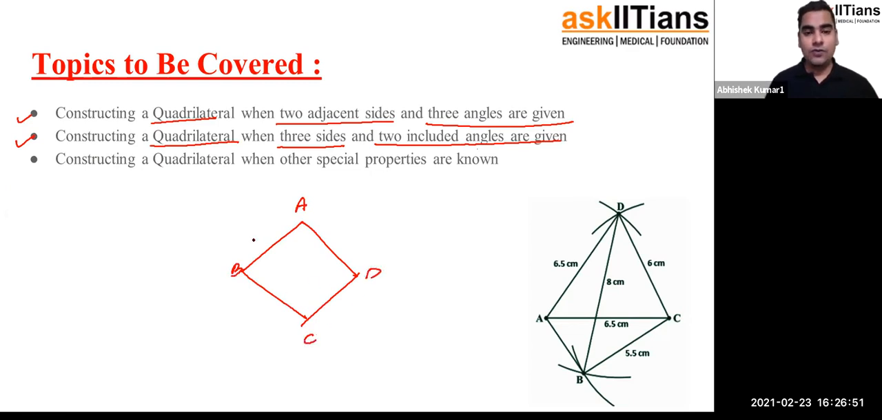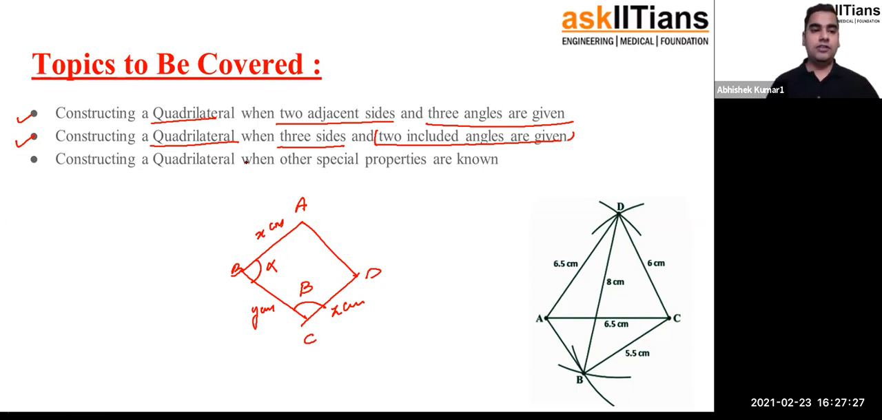Let us assume we are provided this side, you can call it x unit or x centimeter. You are provided this side, that's y centimeter. You are provided this side, that's z centimeter. Then included angle means you will be provided the value of this angle, which I'm assuming to be alpha, and this angle as well, which I'm assuming as beta. So when you are provided any 3 sides and the 2 included angles, how you can construct a quadrilateral, that's what our second topic will be.